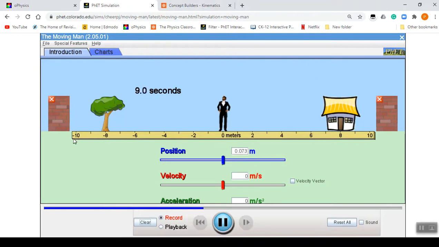Now, in this number line at the bottom, we made towards the tree negative and towards the house positive. So if he moves 8 meters in the positive direction, he goes to the right. And if he starts at 0 and he moves 8 meters in the negative direction, he goes towards the tree.